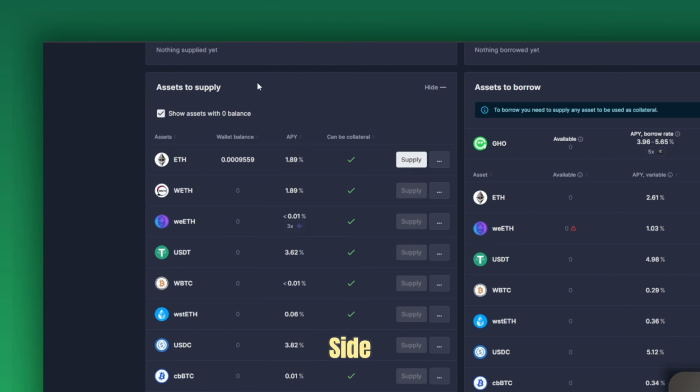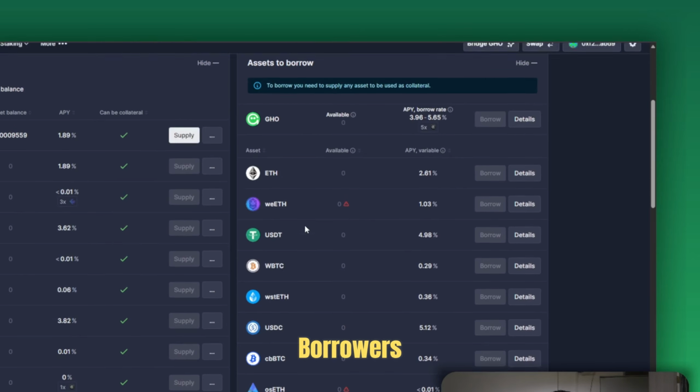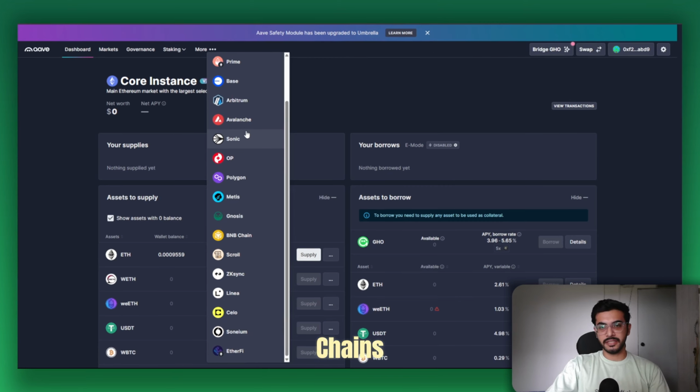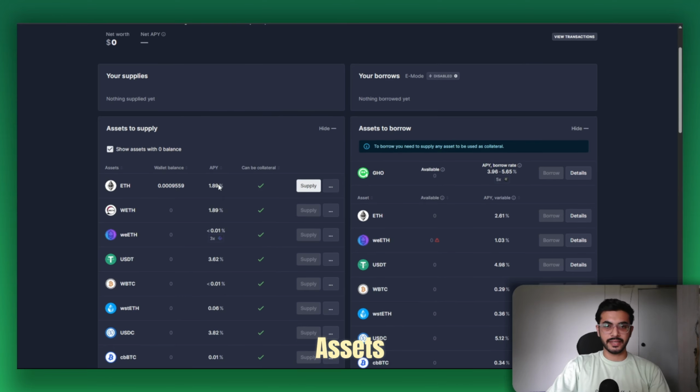Here on the left side, you could see the assets that are available to supply and their current APY to do so. And on the right side, these are the assets that are available to borrow for borrowers. Aave is live on multiple chains. So to start your crypto yield farming journey, what you can do is go to Aave, select these chains, see where the yield is highest and deposit your assets accordingly.